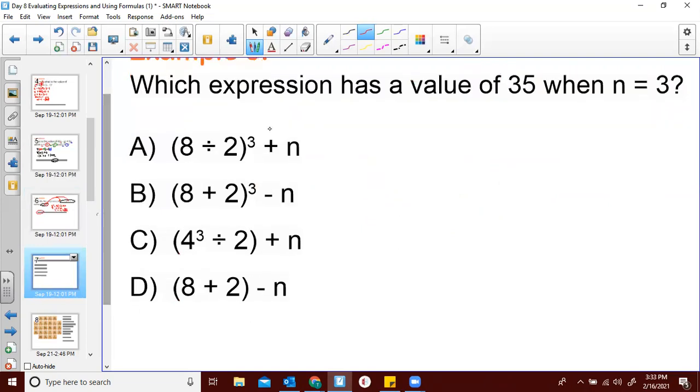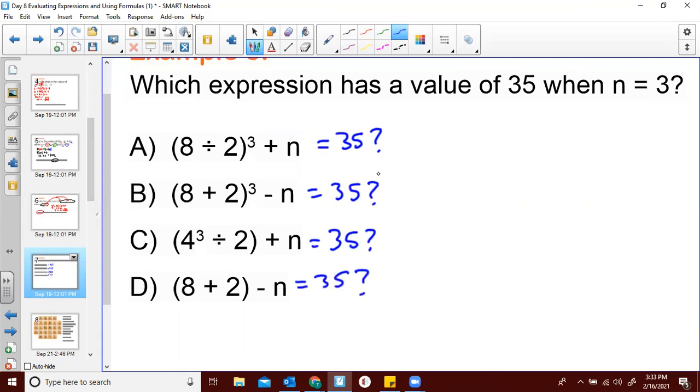All right, this problem is a little bit trickier because what we're going to need to do is you have to do each of these problems. And what this question is asking is which one of these equals 35? All right. So let's just start off with the first one. 8 divided by 2 cubed plus n. Well, we know n is 3. So for A, I'll have 8 divided by 2 cubed plus 3.